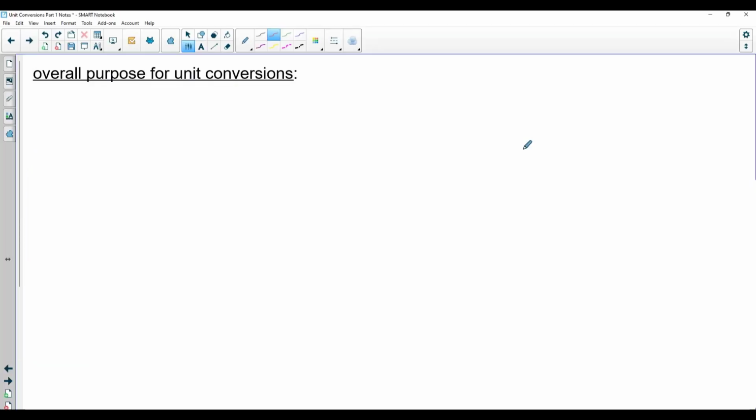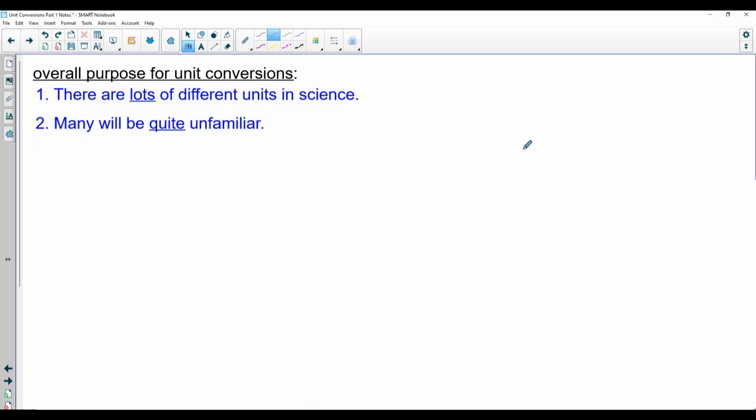Now, the reason that unit conversions are important is because there are a lot of different units in science. You may have learned the metric system in previous classes where you can slide the decimal 3 spots to the right or 2 spots to the left, depending on the unit. And that was good, but many of the units that we're going to learn and use in this class are going to be quite unfamiliar. And to make it a little bit worse, that sliding the decimal trick just simply won't work.